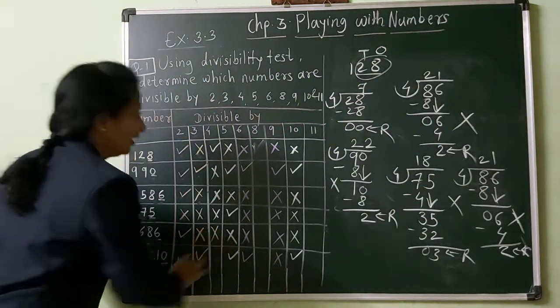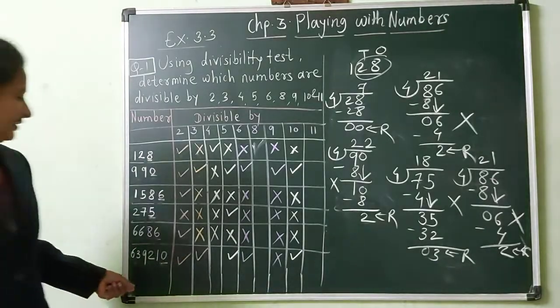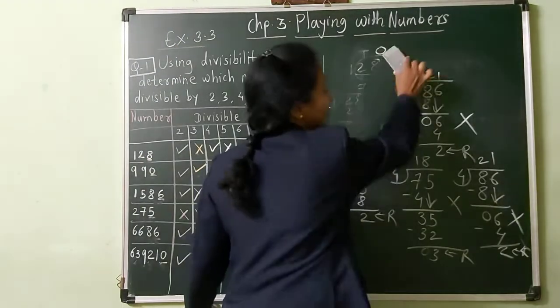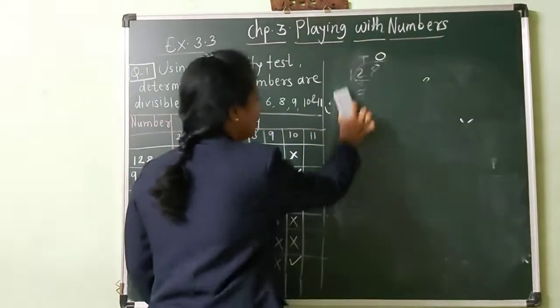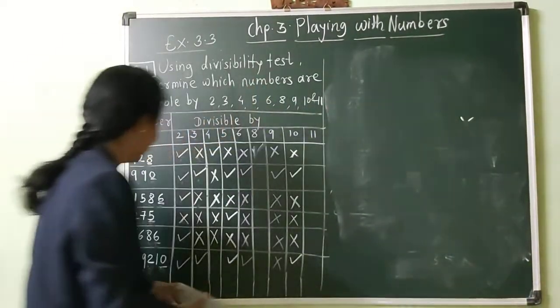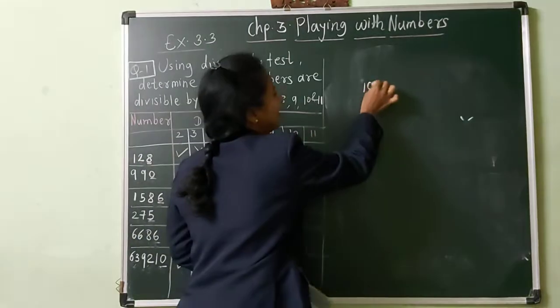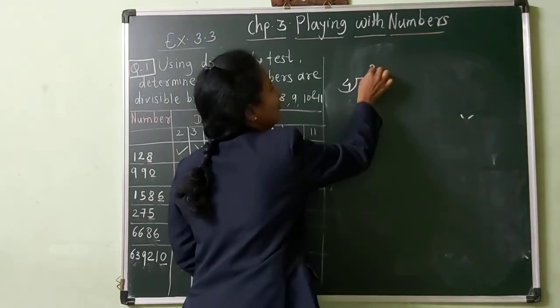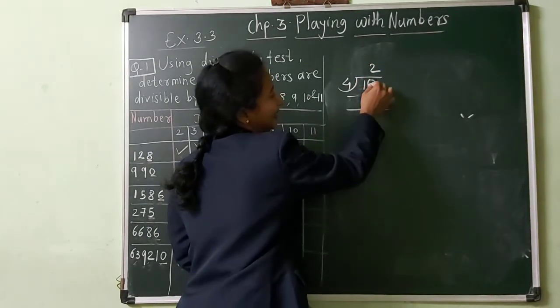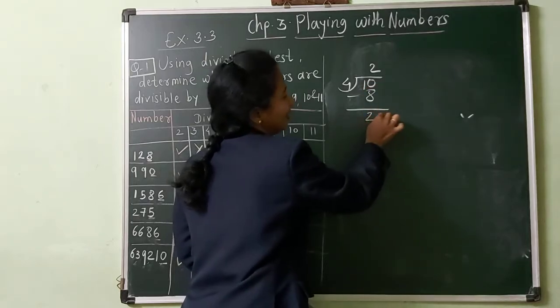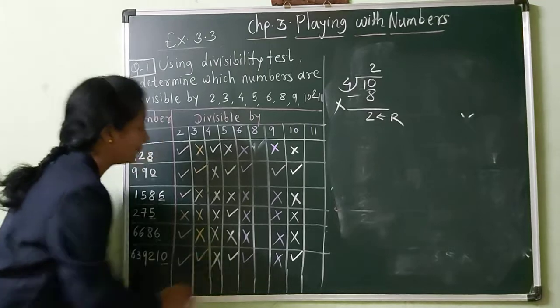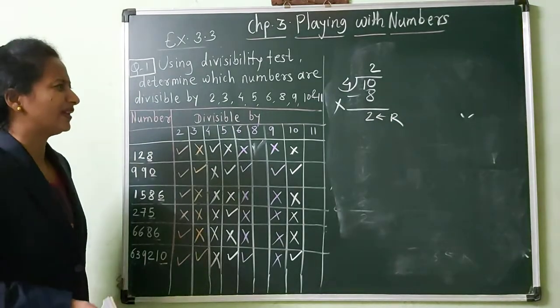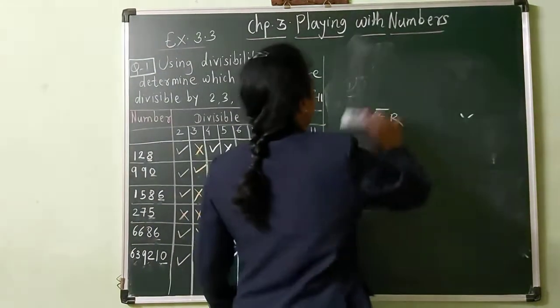So, and the last sum, that is 6,39,210. Which number is formed by using last two digits? That is 10. Now, is 10 divisible by 4? 4 2s are 8. Here you will get 10 minus 8. Here you will get remainder as a 2. So, this number is not divisible by 4. Is it clear to everyone? Now, next one, given number.